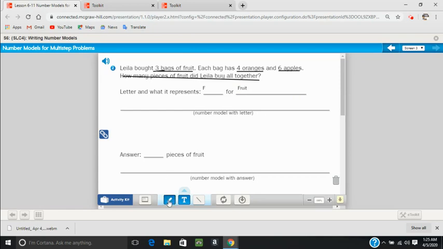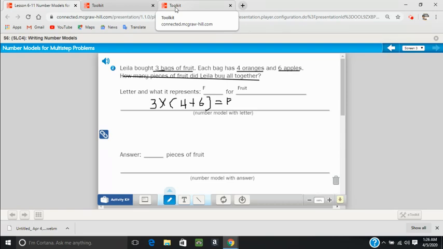So our number model with the fruit here, if I'm sitting here thinking, Leah bought 3 bags of fruit, each one has 4 oranges and 6 apples, I need to make sure I know that 3 times 4 plus 6 in parentheses is equal to F. So if I write that, it's going to look something like this. All right, so let's work that out.